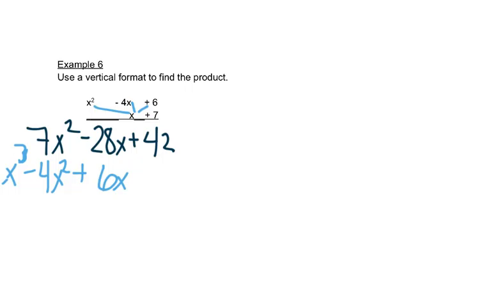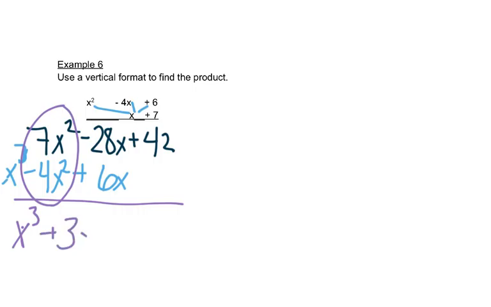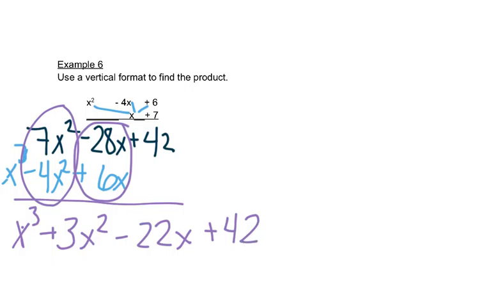And then we already have our like terms lined up and down, so we just add them together. This x to the third isn't with anything, so it's just going to stay in front. Then we have 7x squared minus 4x squared, which is a positive 3x squared. And minus 28 plus 6 is minus 22. And there's nothing to go with the 42, so we just put plus 42. And that's our answer.